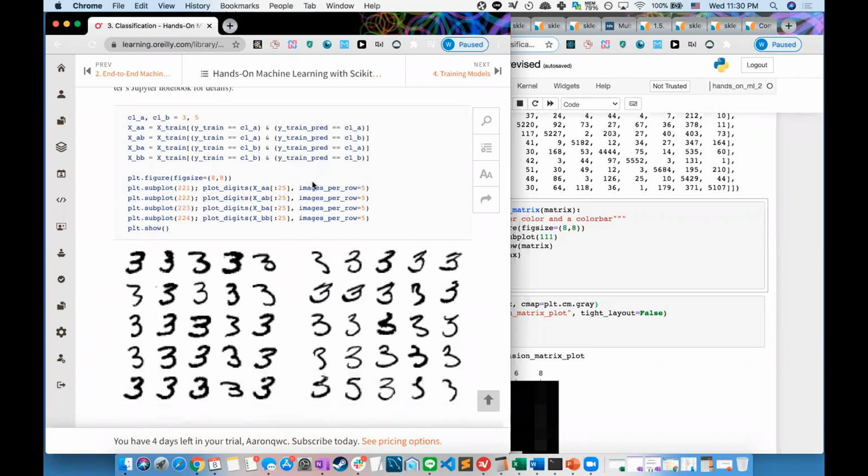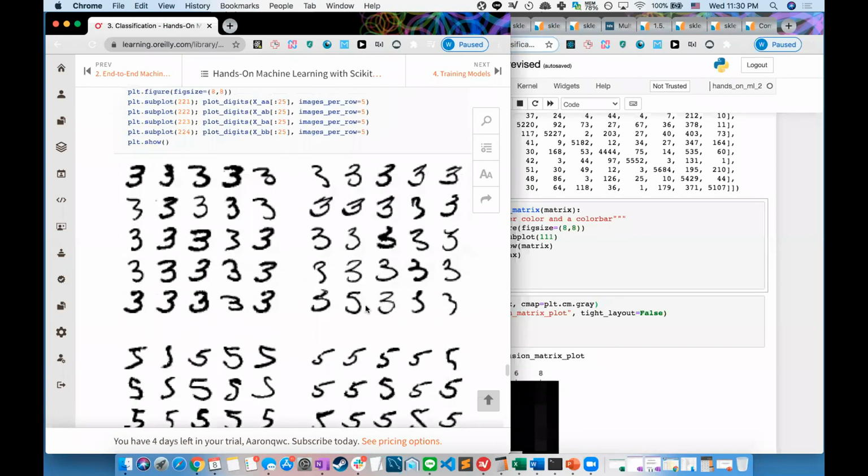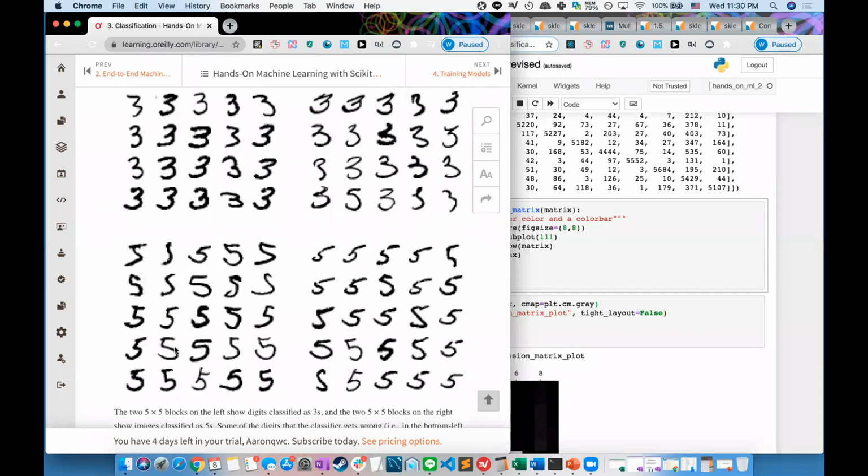So basically, these two are all correctly classified, right? But this group is classified as 5s, but they are actually 3s. So they're actually just 3s, but they're classified as 5s. And this group is classified as 3s, but are really just 5s. So those two are correctly classified, and those two are not.